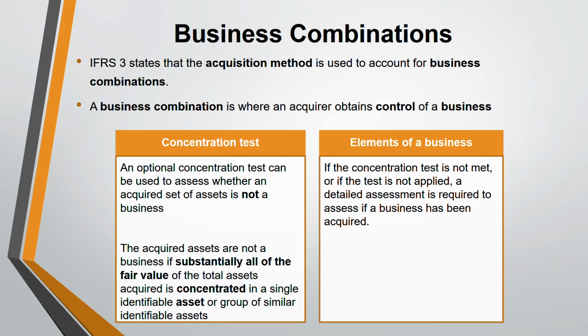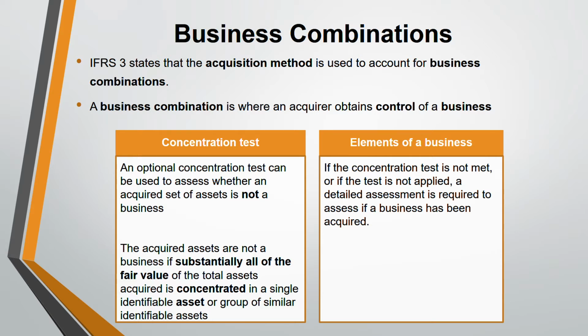I hope you're not getting confused over there. If the wording was like this, if the concentration test is met, that means it's not a business, it's an asset. But here they told, if a concentration test is not met, that means it's a business. From the concentration test, it has been concluded that it's a business. Or if the test is not applied, that means you have not applied the test, but it's a business. A detailed assessment is required to assess if a business has been acquired. If you are not doing the test, then you have to do a detailed assessment to check whether it's a business or not.